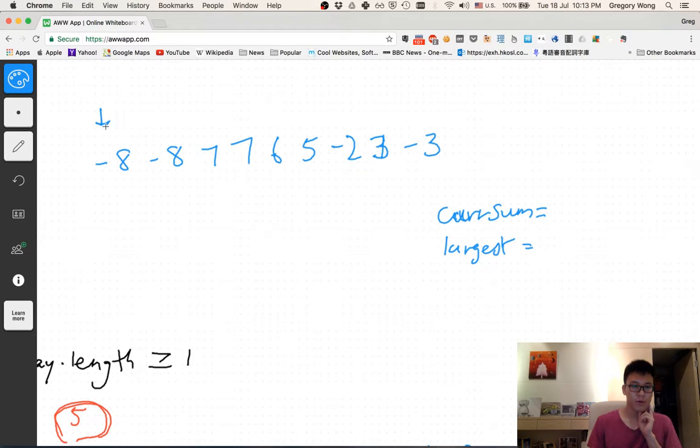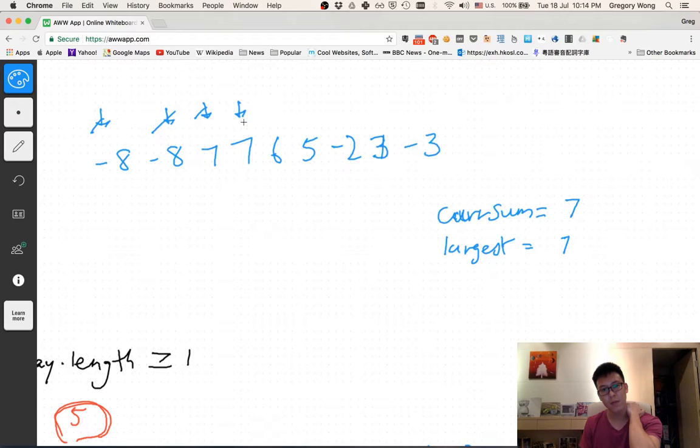So I start here. It's a negative number. The current sum is negative, right? So I skip it. The current sum is 0 plus -8, which is negative, so I discard that as well. 0 plus the current sum. The current sum is 7. Largest is 7.